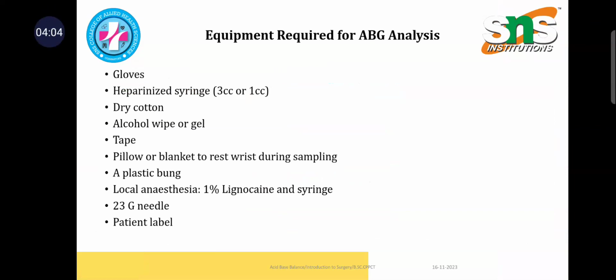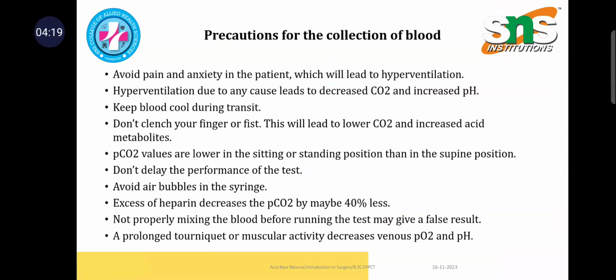The equipment needed for the ABG is gloves, heparinized saline, heparinized syringe, dry cotton, alcohol wipe or gel, tape, and a pillow or blanket to rest the wrist during sampling, so that the patient's hand is in a supine position. Also needed are a plastic bunk, local anesthesia of 1% lidocaine, a 23 gauge needle, and a patient label.